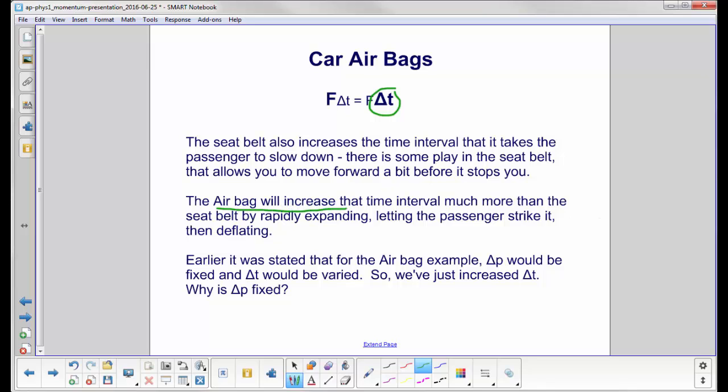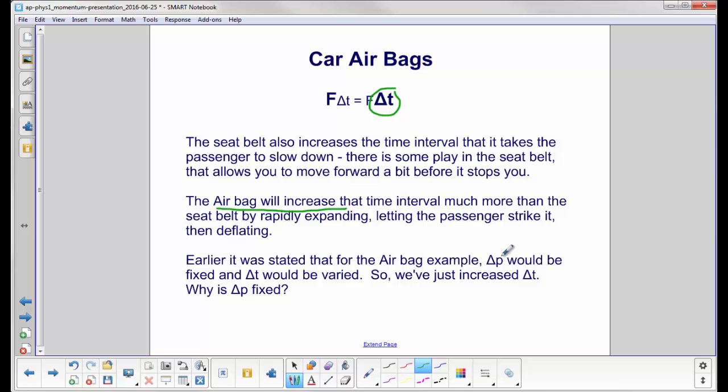That increases that time interval. It rapidly expands, providing a cushion that you strike. Then it deflates, slowly compared to how fast the car has stopped, bringing you to a stop. Very analogous to if you fall from a height of 3 feet onto the floor, that hurts. Your time interval of this stop is very, very short. If you fell the same height onto a mattress, the mattress would give, increasing the time of you stopping. There'd be a greater time interval.